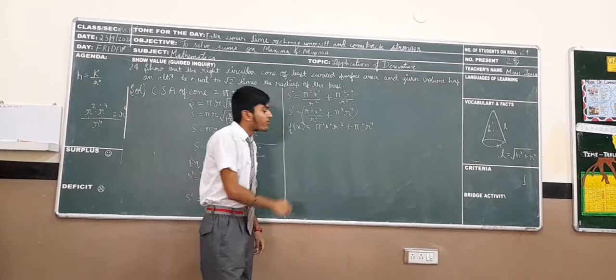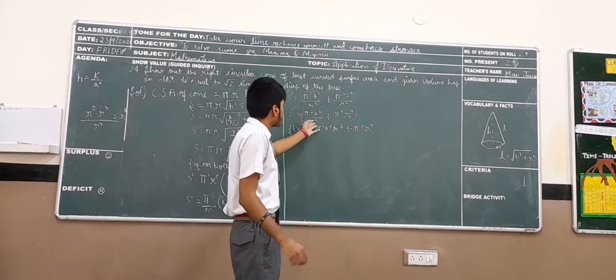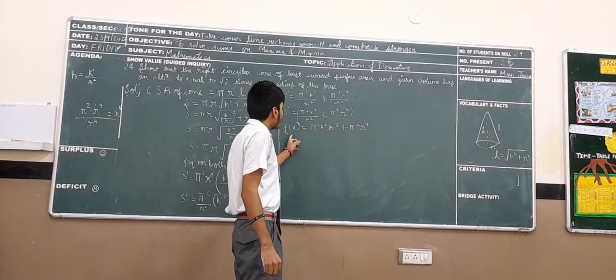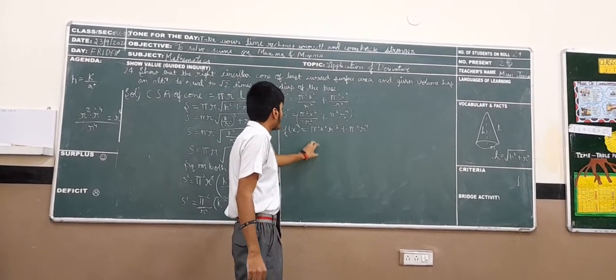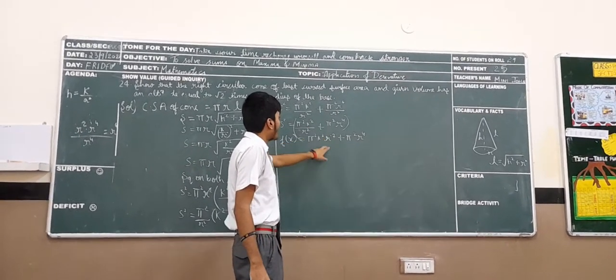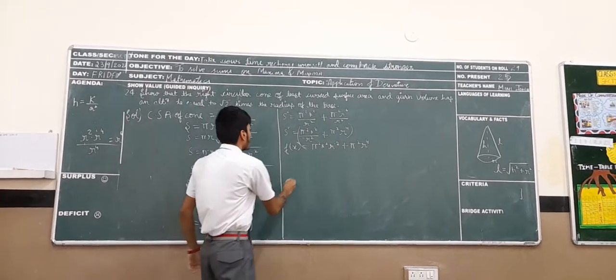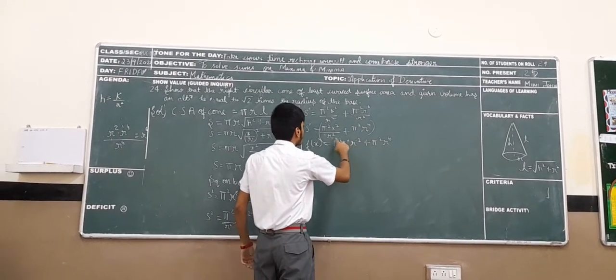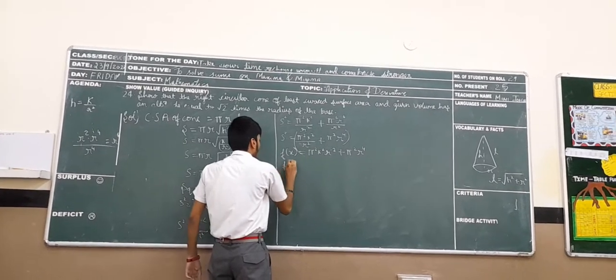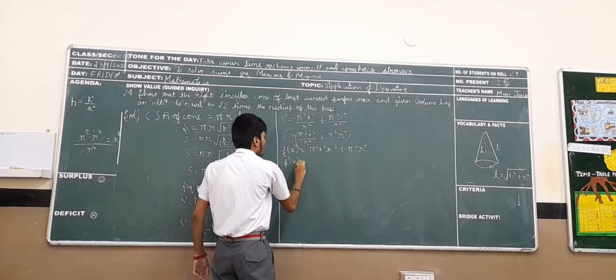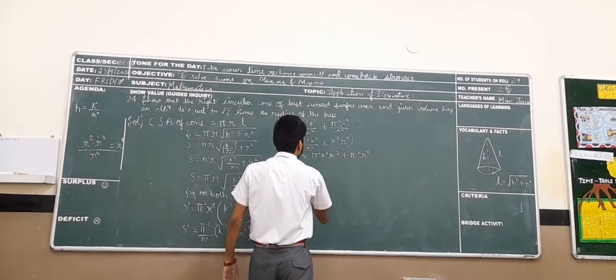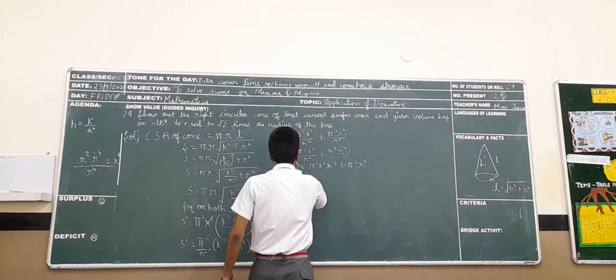Now some of you may have a doubt why we have taken this in the numerator. It is because we have to differentiate it. If we take it up as r to the power minus 2, our differentiation will be easier. Because of that reason we are taking this in the numerator. Now we have to differentiate it with respect to r.